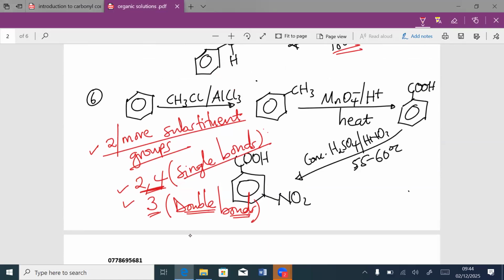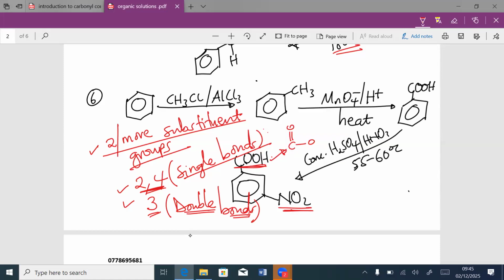Now here in this case, we are forming this compound. So it's important for us to know which one we are starting with. Should we start with the nitro group or the carboxyl group? You're seeing that this carboxyl group actually contains double bonds. So when you open it up, it's like this. That is how it is when you open that up.